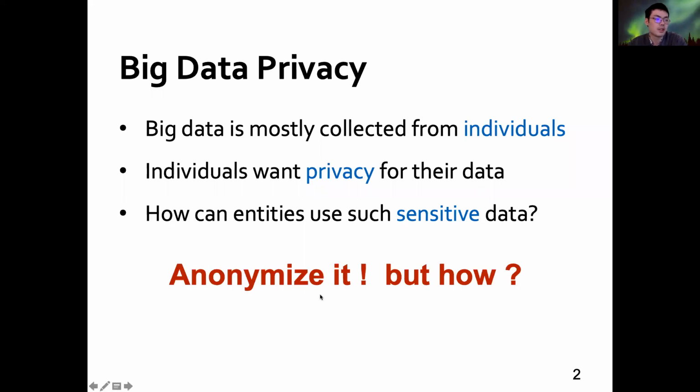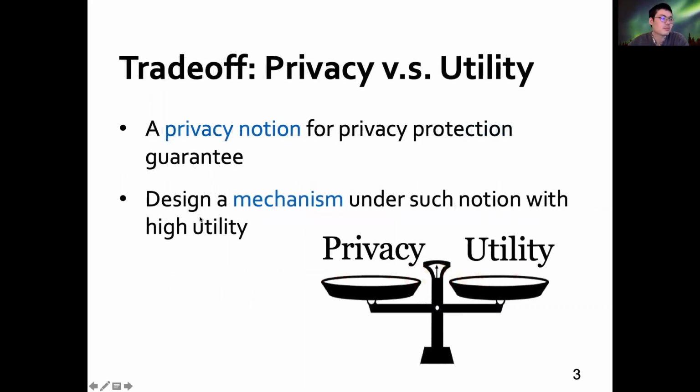So of course we want to anonymize it, right? Because it's privacy. We want to utilize that data, but we don't want you to be able to relate that data to a specific individual, right? Because once you know that individual has some sensitive information, then you can utilize it, okay? But how can we do that? So there's actually a trade-off between privacy and utility, right?